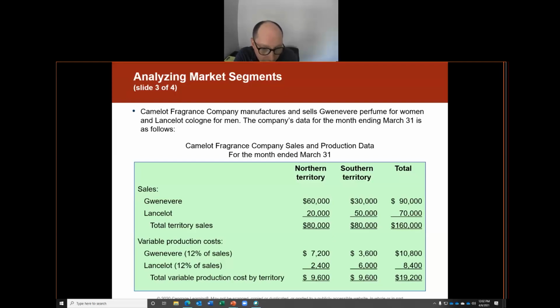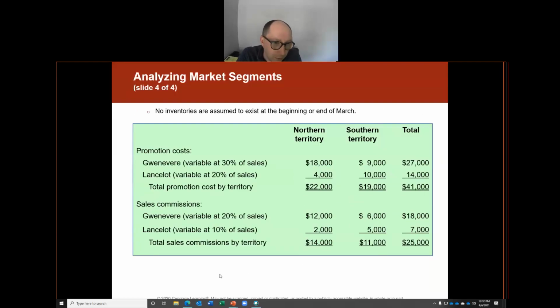We have sales, and we have variable production costs for both, which the company has determined to be 12% of their sales. Then, of course, we have other costs that are variable, such as your selling costs. Selling costs, as you know, include both promotion, which is advertising, and things like sales commissions. Those are all selling costs. And we can see that the company has estimated those to be a percentage of sales.